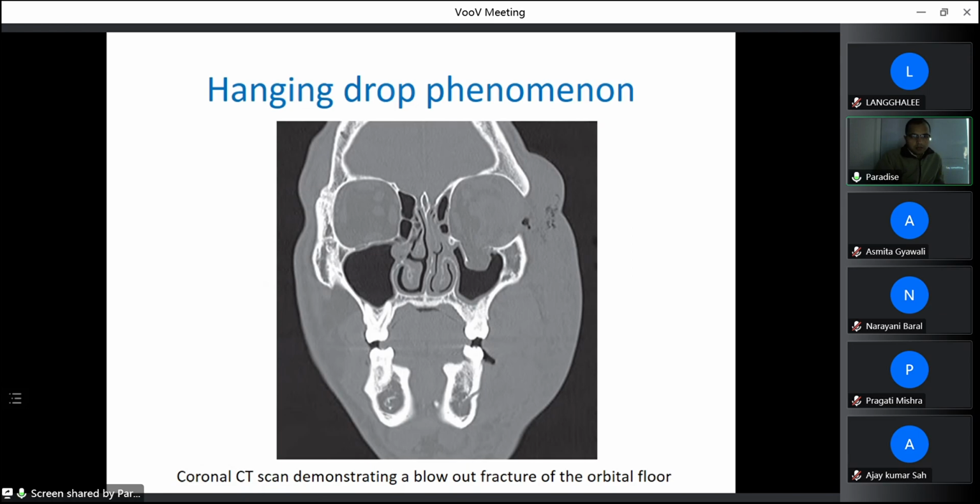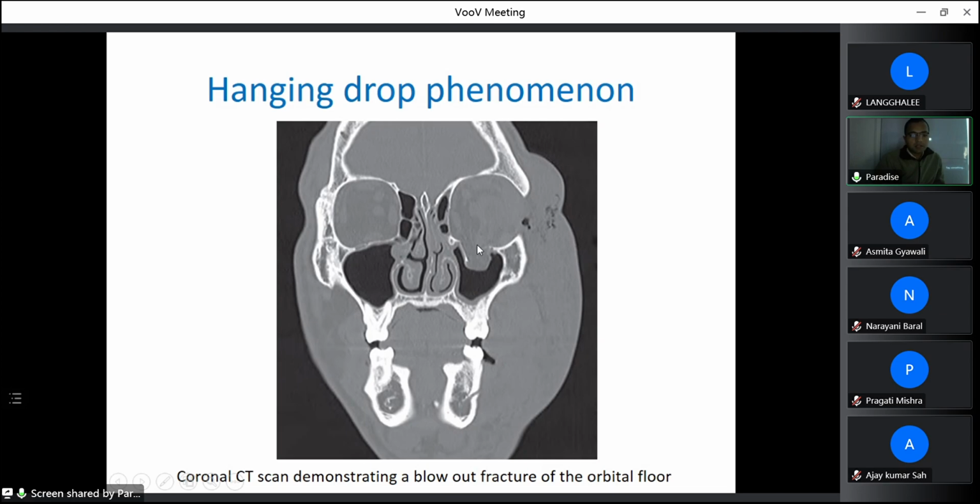You commonly get the question, what is hanging drop phenomenon? In case of orbital floor fracture, what happens? The orbital content which is present within the orbit will be extruded into the maxillary sinus, and in the coronal section, you will find a drop-like structure. This is known as hanging drop phenomenon. So hanging drop phenomenon is present in orbital floor fracture. During orbital floor fracture, the orbital content is extruded into the maxillary sinus, and this drop-like structure is known as hanging drop phenomenon.